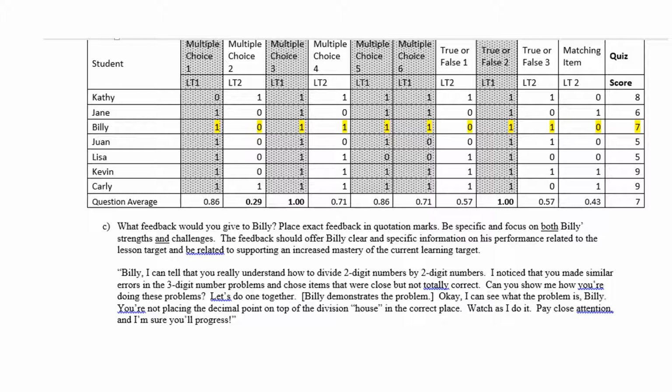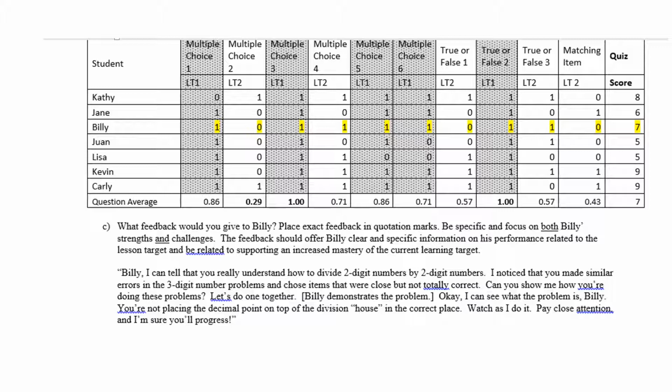Here's an example of a piece of feedback you might give Billy. Billy, I can tell you really understand how to divide 2-digit numbers by 2-digit numbers. I noticed you made similar errors in the 3-digit number problems and chose items that were close but not totally correct. Can you show me how you're doing these problems? Let's do one together. Then Billy might demonstrate the problem. Okay, I can see what the problem is, Billy. You're not placing the decimal point on top of the division house in the correct place. Watch as I do it. Pay close attention and I'm sure you'll progress.